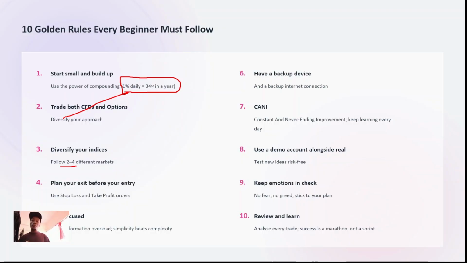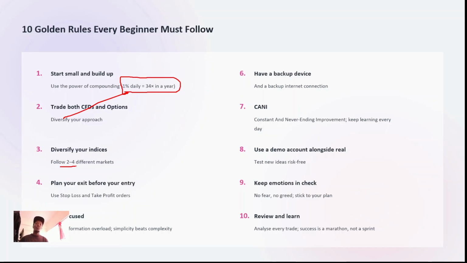So now rule number 4, you should always plan your exit before you enter. Before you enter any market, you need to know where you're going to exit. You're not just entering randomly. You need to know where you're going to put your stop loss orders and where you're going to put your take profit orders. So make sure you follow that.